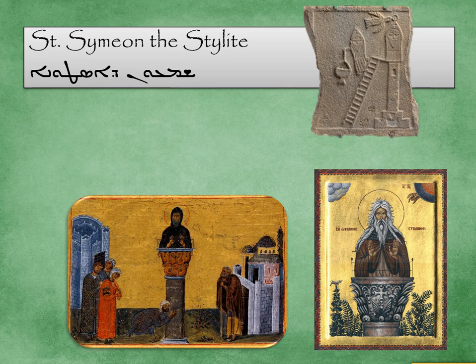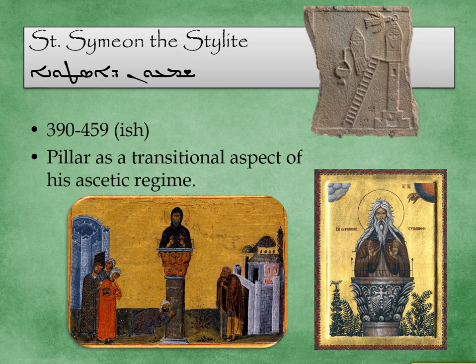So the life of Saint Simeon the Stylite is a really fascinating account of a Syrian saint who was part of a very unique ascetic activity, and that is pillar sitting. Simeon lived between, you know, 390 and 459-ish. And the pillar itself, the actual column here, is a transitional aspect of his ascetic regime. As you know from reading the account, his ascetic activity was very morbid and was actually quite concerning to those within his community.